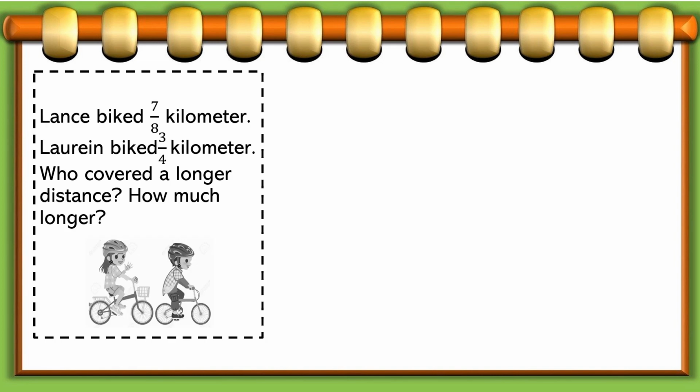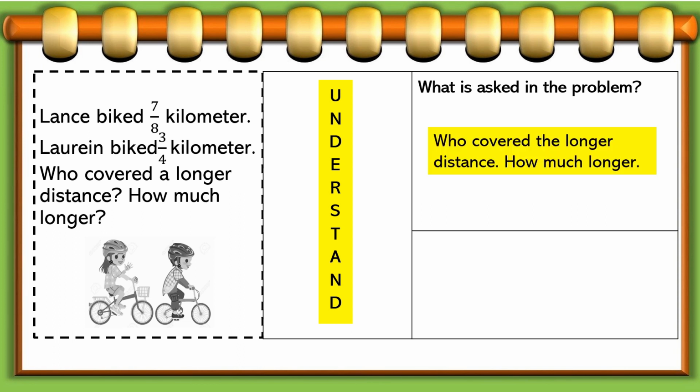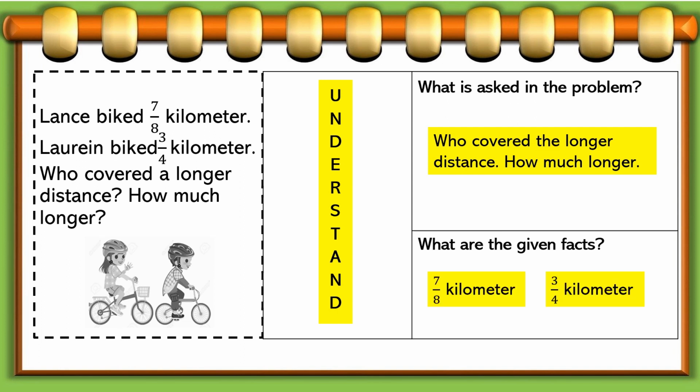Let us have another problem. Lance biked 7/8 km. Lorraine biked 3/4 km. Who covered the longer distance? How much longer? First, we're going to understand the problem by analyzing what is asked in the problem. Who covered the longer distance? How much longer? Then, what are the given facts? The given facts are 7/8 km and 3/4 km.